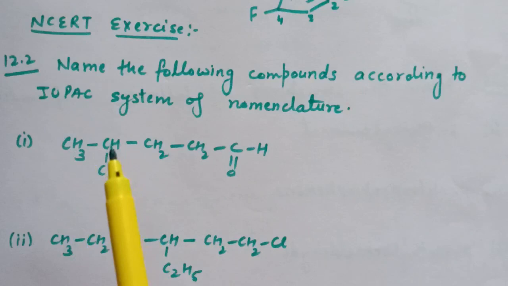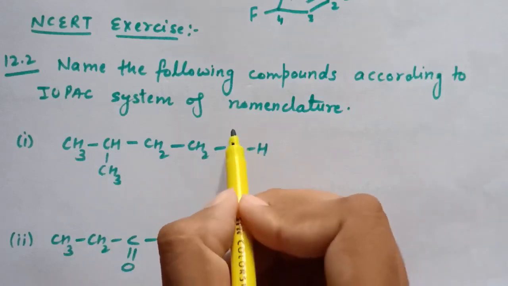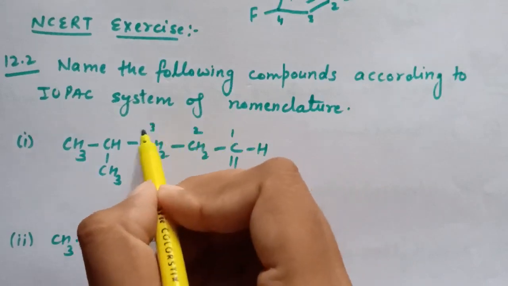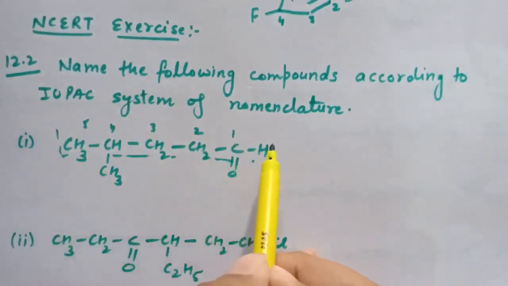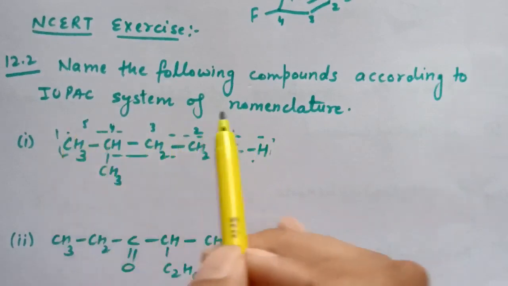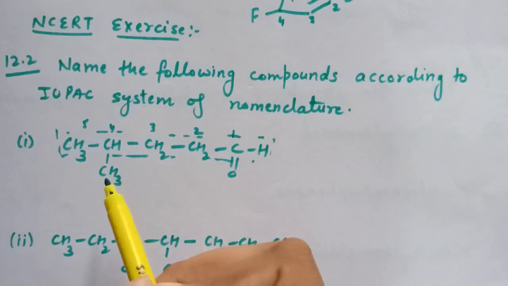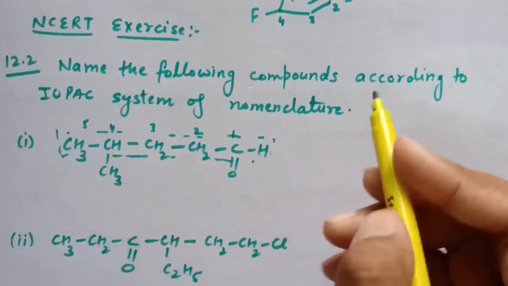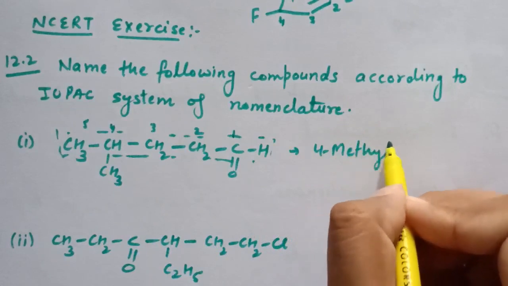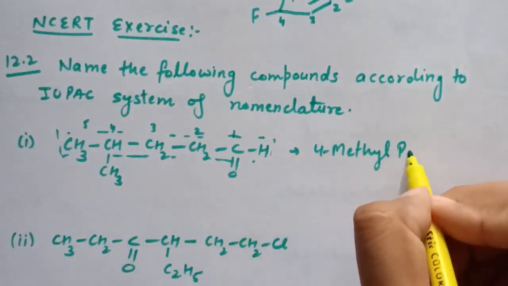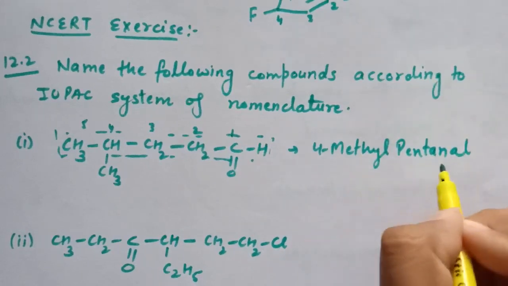First is CH3CH(CH3)CH2CH2CHO. Now here we start numbering from this side, 3, 4, 5, and this is our main chain which contains this functional group. This is the functional group CHO, aldehyde. At fourth position one substituent is present. So the name is 4-methyl. For 5 carbons it is pentane, and the e is replaced by al. So it is 4-methylpentanal.